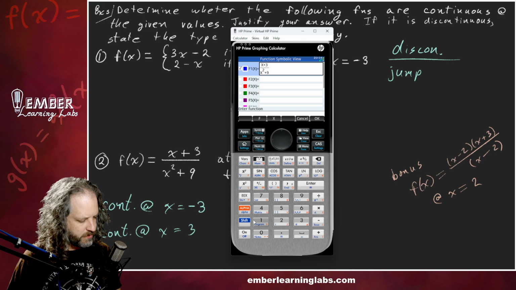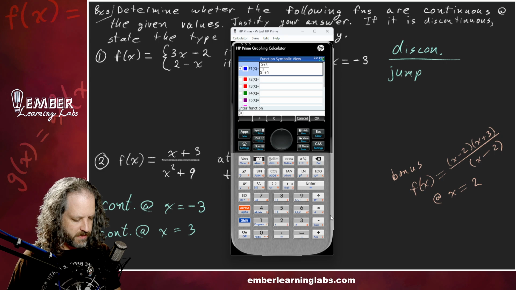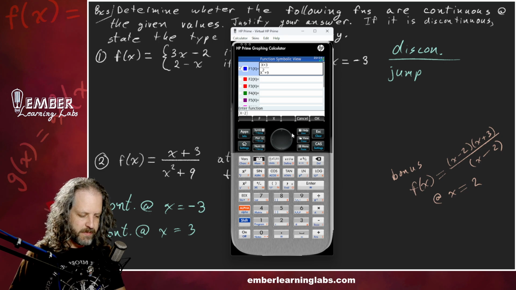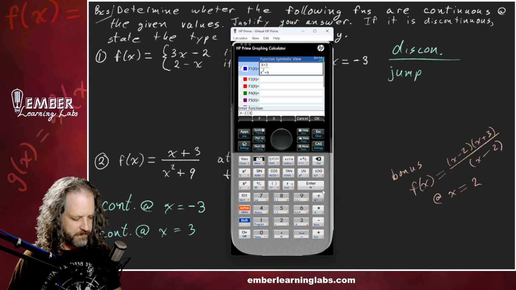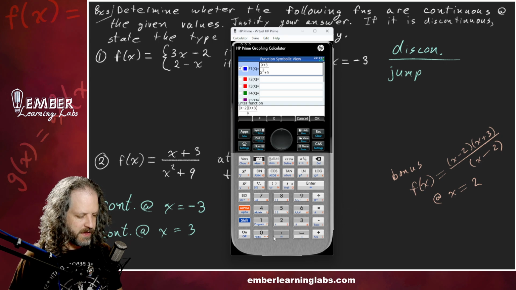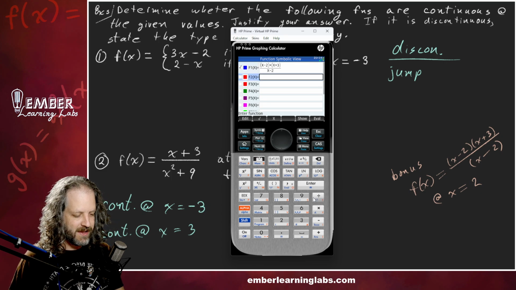And we're going to put in x minus 2 times x plus 3, and then all that over x minus 2. I'm in trouble with that minus symbol for some reason. And that's what we want.